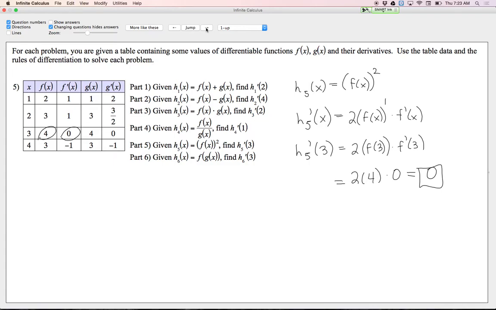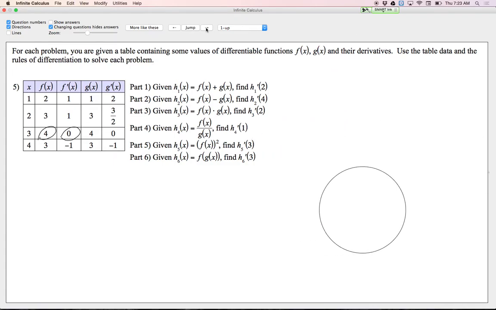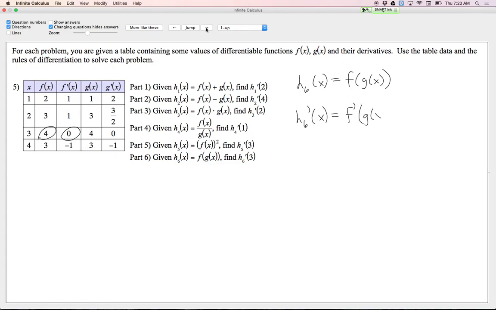Okay, let's do part 6. Part 6, same thing. It's just going to be chain rule. F of g of x. In fact, it is our exact chain rule derivative. It's even the way I state it in the formula. So it'd be h prime, which would be the derivative of the outside function first. So it'd be f prime of g of x times the derivative of the inside, which would be g prime of x. It's just your chain rule formula, the way you were supposed to memorize it.